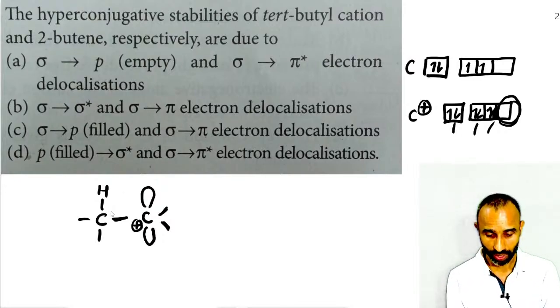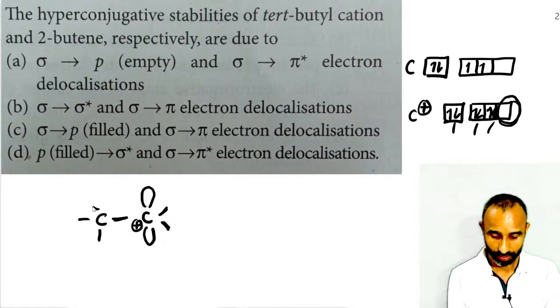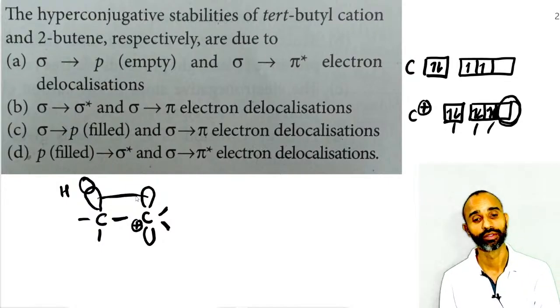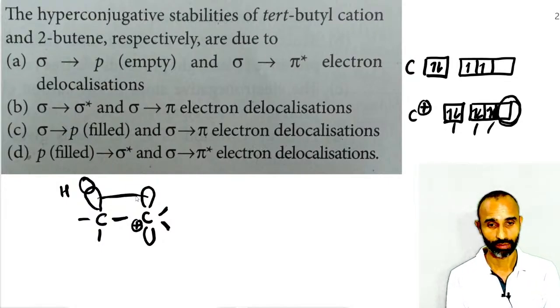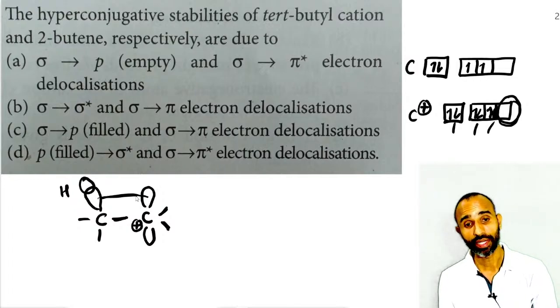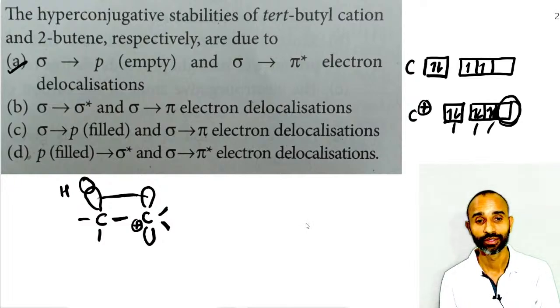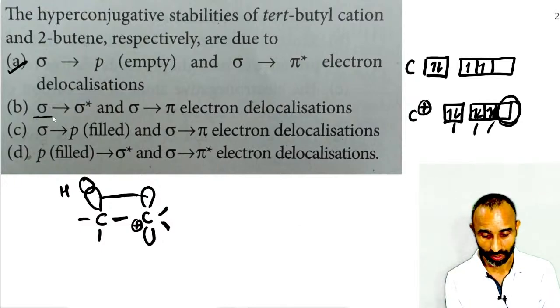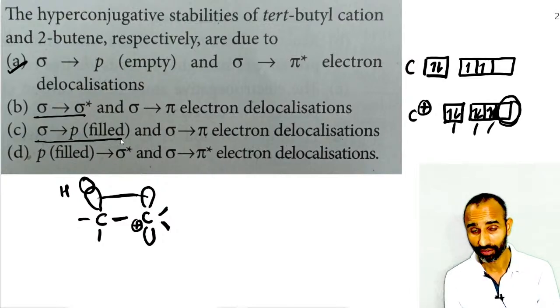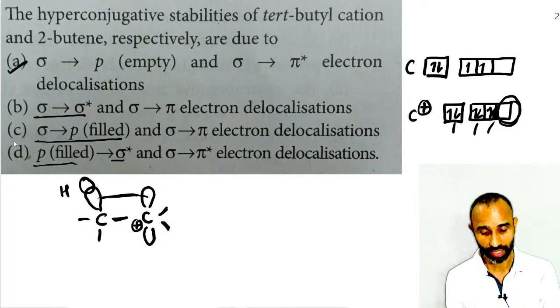So this sigma bond of C-H on the alpha carbon will interact with the empty p orbital, that means sigma and empty p orbital. So obviously the first option is correct, because in the second case there is sigma and sigma star, that is not true. Sigma p filled, wrong. P filled sigma star.